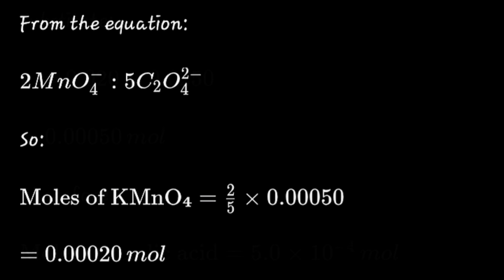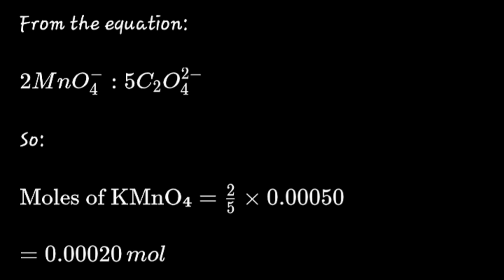So we have to use the mole ratio, knowing that permanganate is 2 and oxalate ions is 5. That means the moles of potassium permanganate will be 2/5 of the number of moles you just found. That's 2/5 times 0.0005 mole, and that will give you 0.0002 mole.